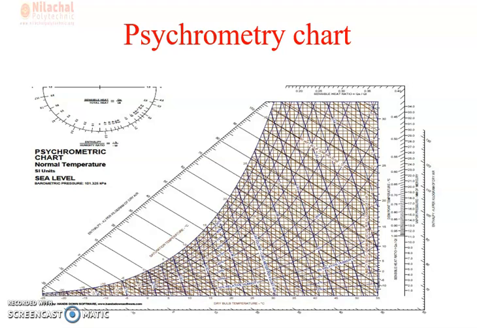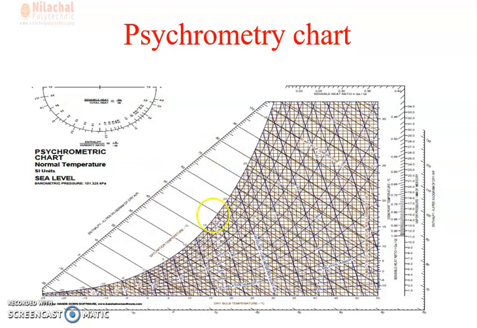Today I am going to start the important chapter, that is the psychrometric chart. In this video I will discuss in detail about this chart, how to read it and how to find out the thermodynamic properties data. The psychrometric chart is the graphical representation of various thermodynamic properties of moist air.